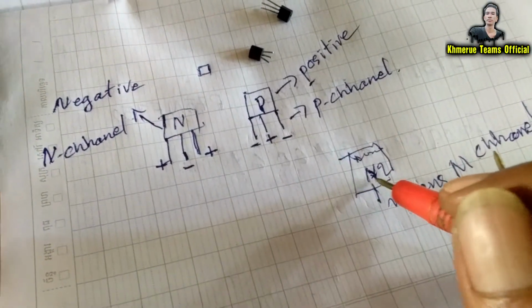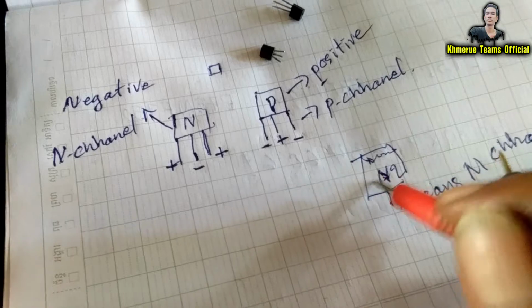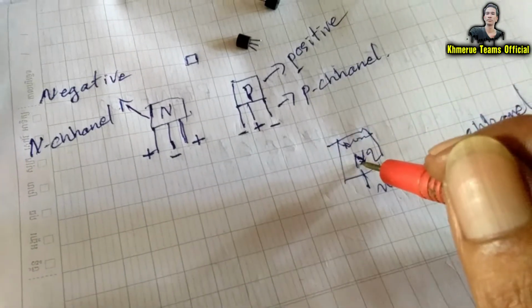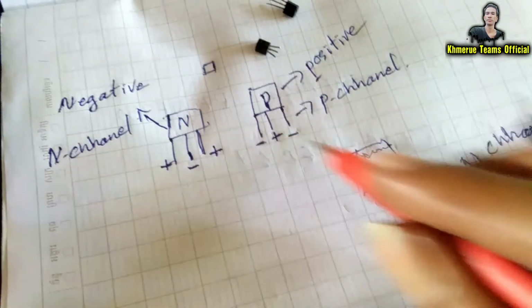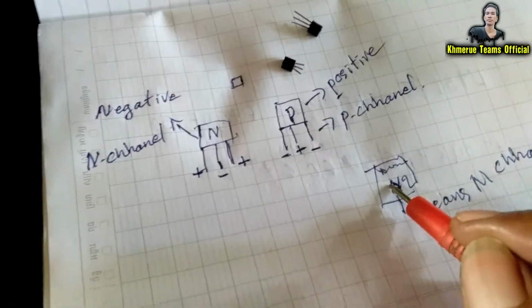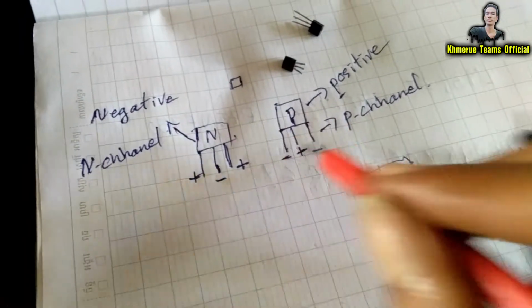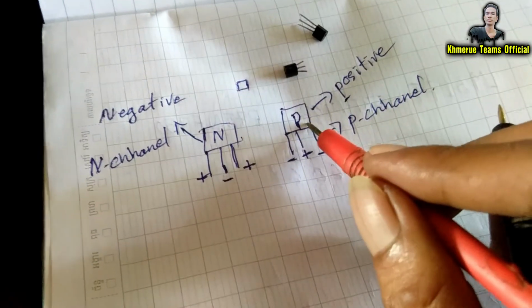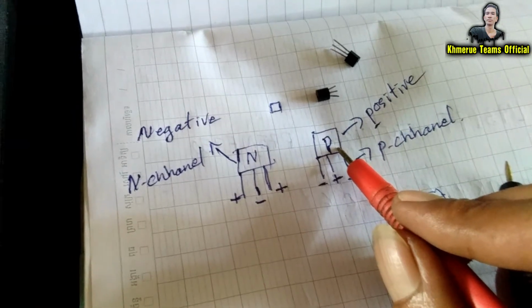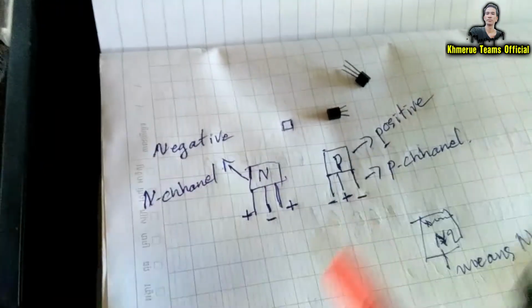For example, this one, N2 or 2N. It equals the N channel because it has a letter N. For the P channel, we have a letter P inside it. So it is easy to find and easy to understand.